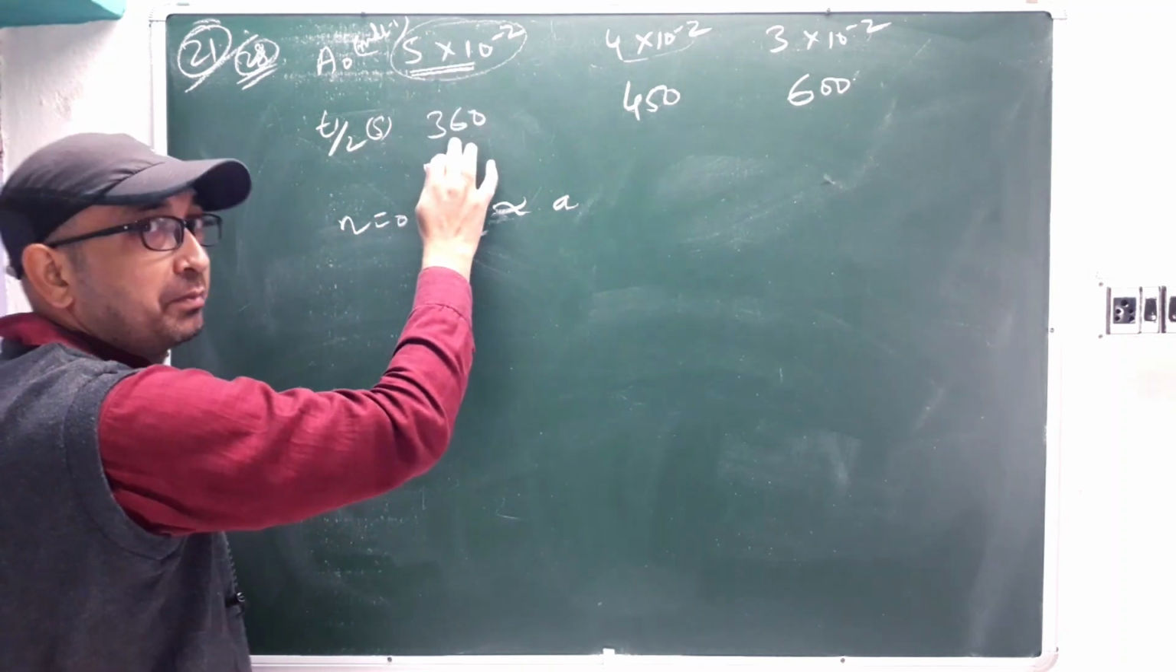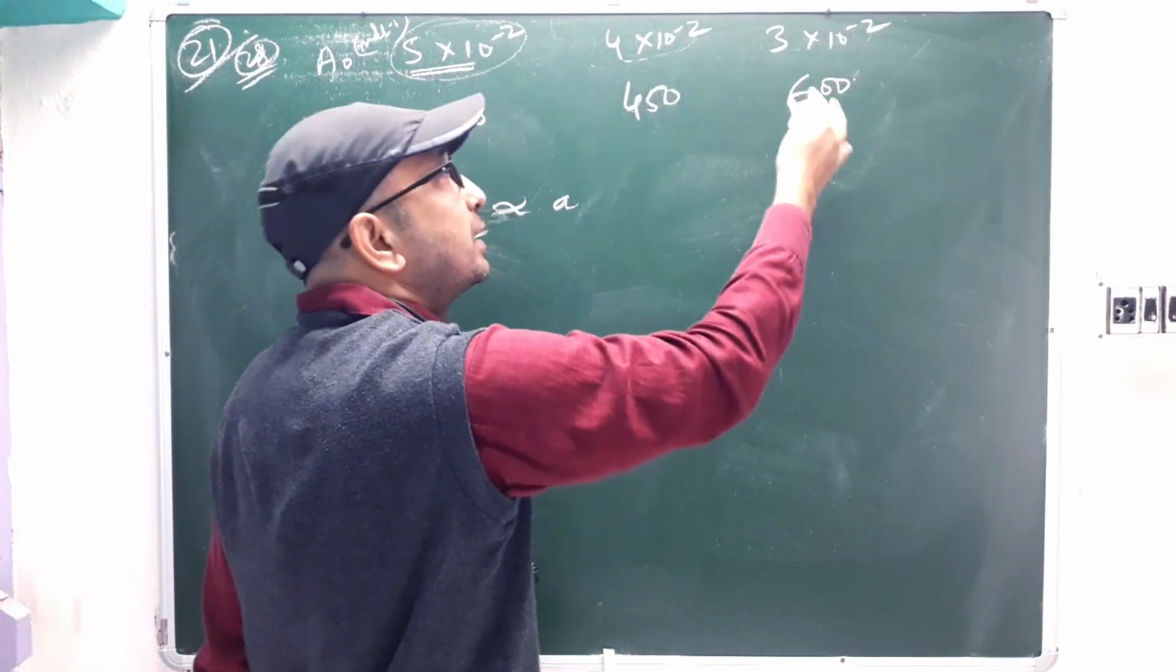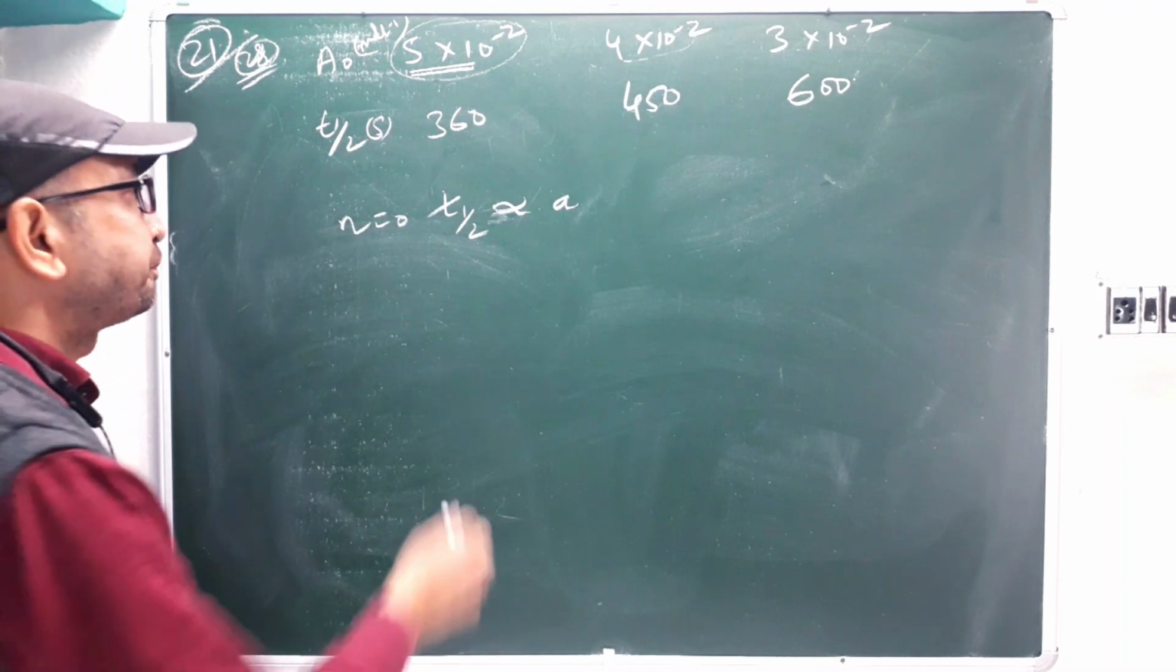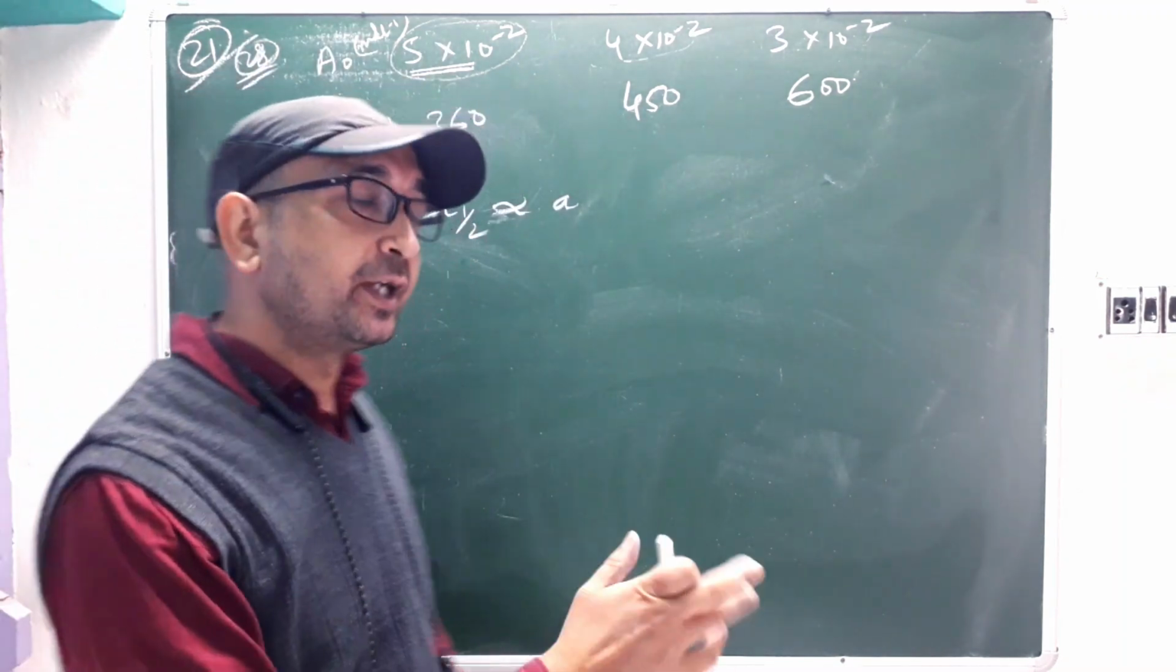Concentration is more, time requirement is less. Concentration is less, time requirement is more. Concentration is further less, time requirement is further more. So that's why I told you that table, which I discussed yesterday, right? That table is very much important.